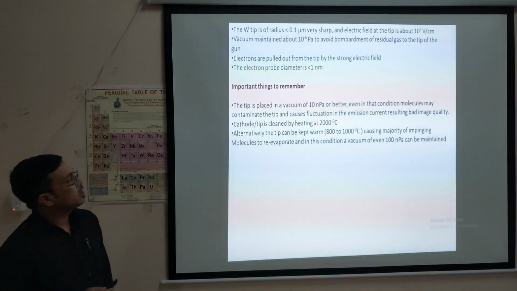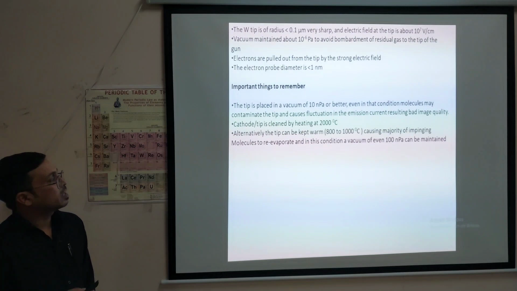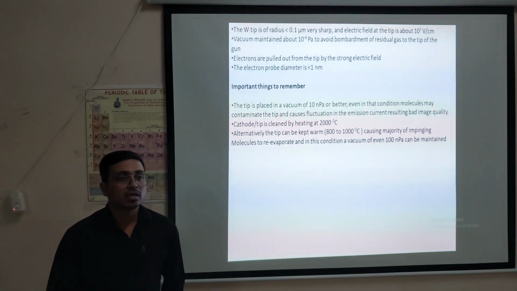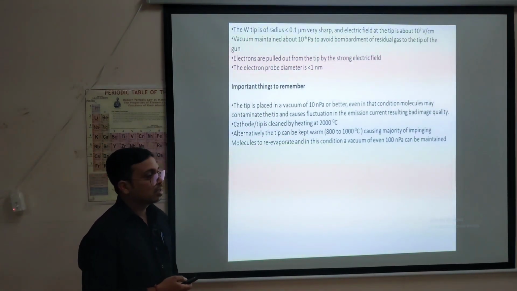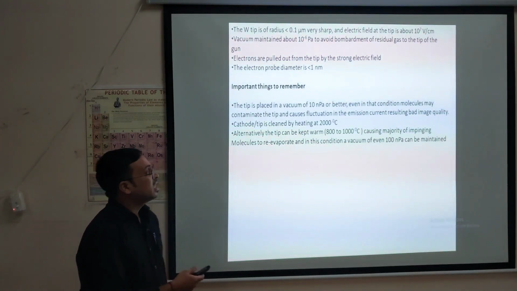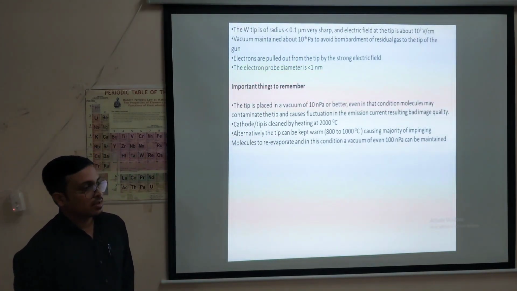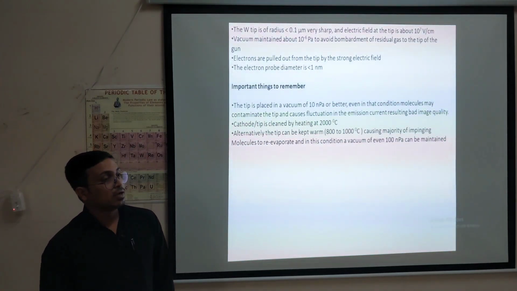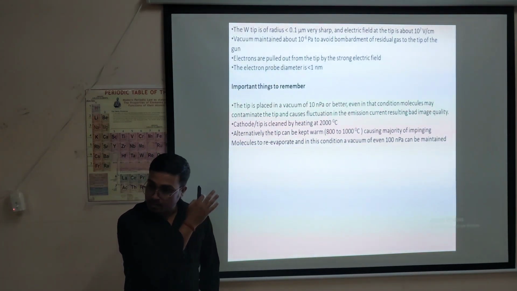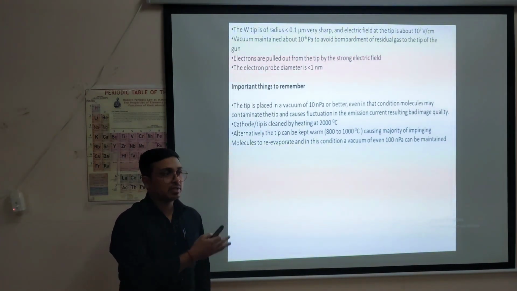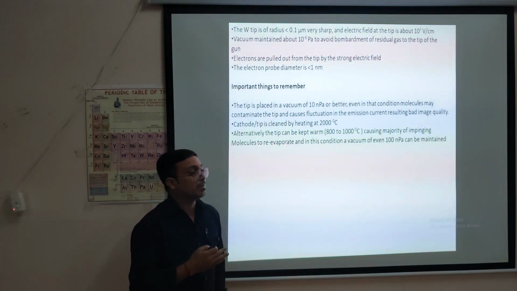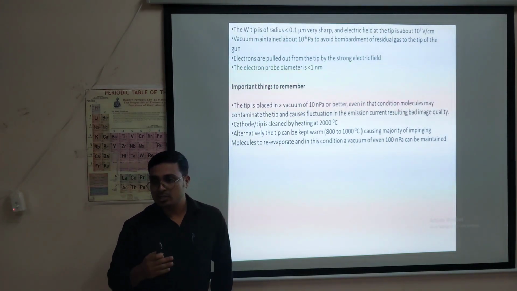Even in that condition, molecules contaminating the tip cause flux. Even in that condition there can be contamination of the tip of the filament. So how to avoid that? Sometimes they heat the cathode tip at a temperature around 2000 degrees Celsius. Even maintaining that much vacuum, there is still a chance of the tip getting contaminated with the residual gases.